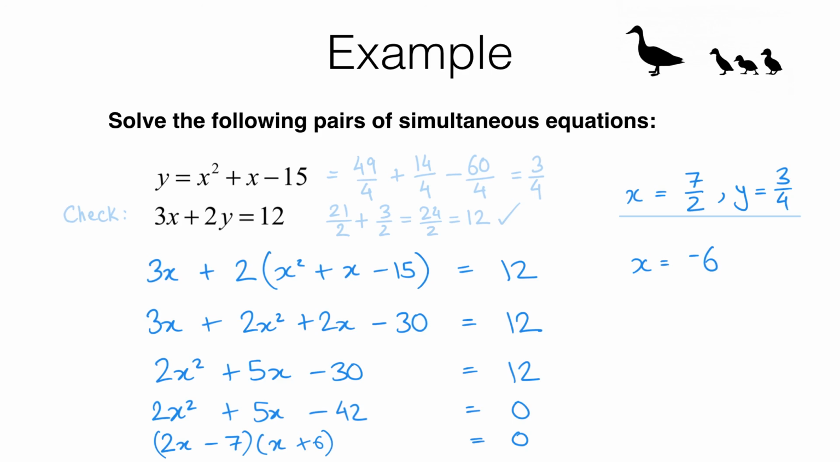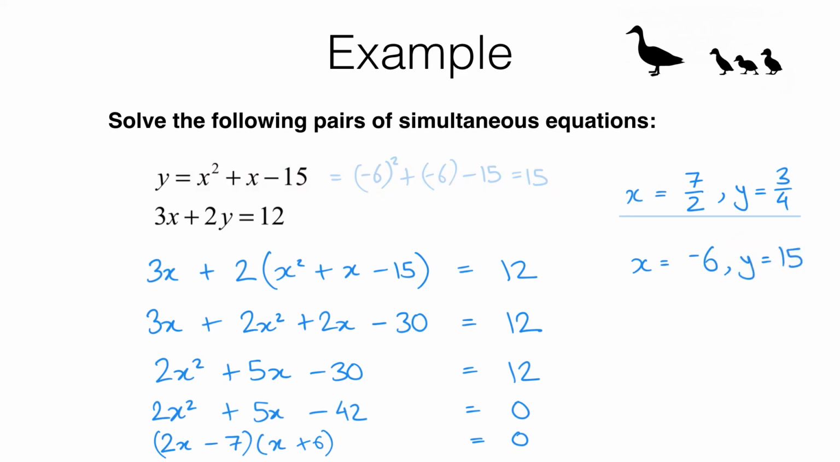Right, let's move on. Let's find the other solution set. When x equals negative 6, y equals negative 6 squared plus negative 6 minus 15. This gives us positive 36 plus negative 6, which gets us to 30, minus 15 gets us to 15. So our second solution set is x equals -6, y equals 15.